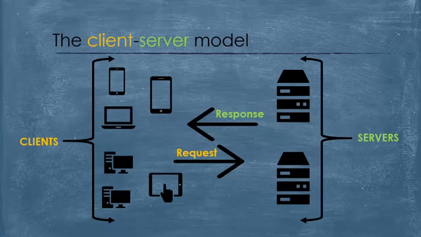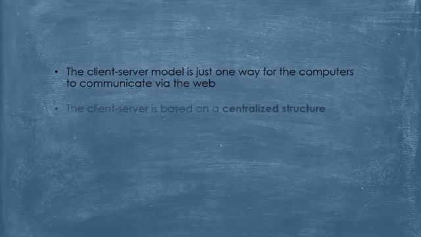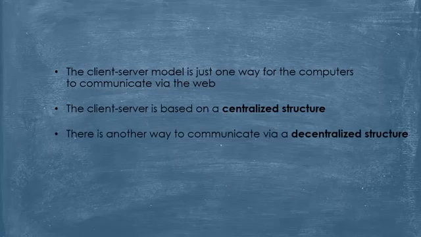And to explain that, I need another 5 minutes, which is why I dedicated a whole video to that, the HTTP and the web. It's also worth mentioning that the client-server model is just one way for computers to communicate via the web. And while this architecture is based on a centralized structure, there is another way to communicate, and it is a decentralized one. It is the opposite of the client-server model, and it is called the peer-to-peer model. Understanding the two models and contrasting them may help you in your understanding of communications on the web.